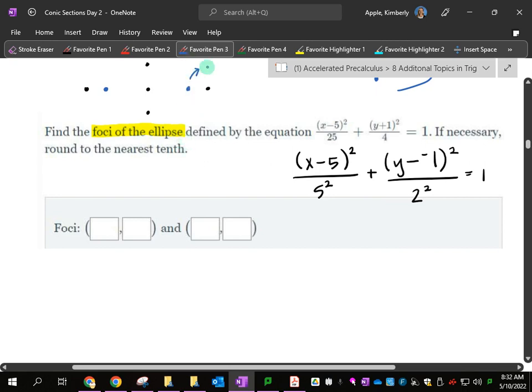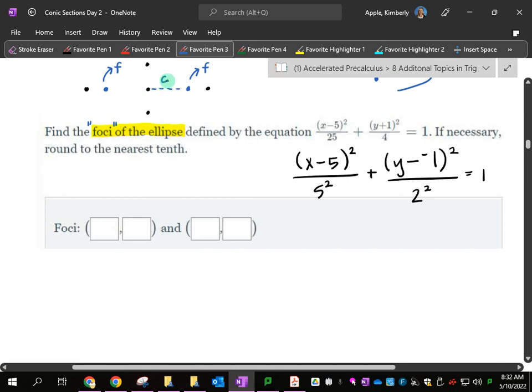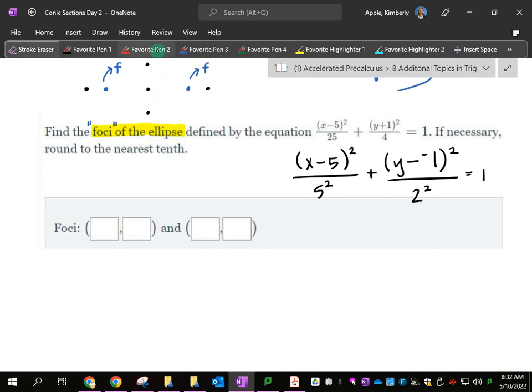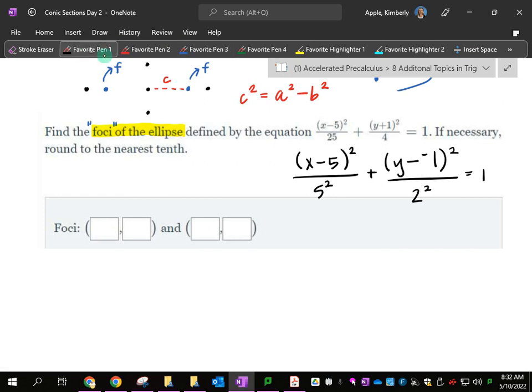Okay? I'm just going to abbreviate that F. This is F. These are the foci. So looking at your diagram, what letter describes the distance from the center to the foci? C. So this is C units. Let me do that in a different color. This is C. And then you also are given the formula for C. The formula for C is C squared equals A squared minus B squared. So what two things do I need in order to find C, according to the formula? A and B. So what's A?